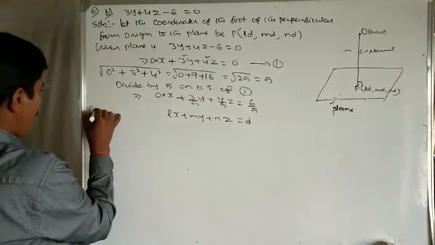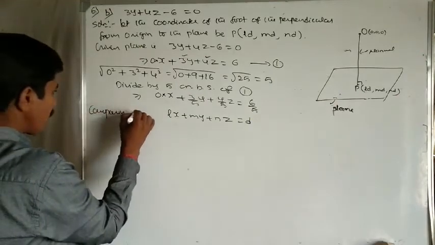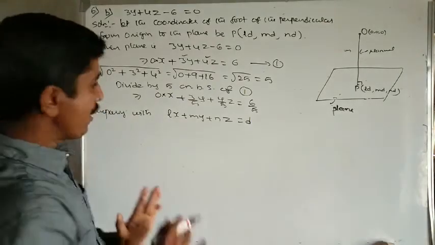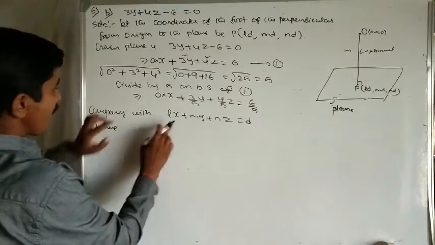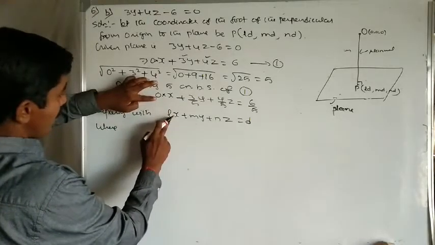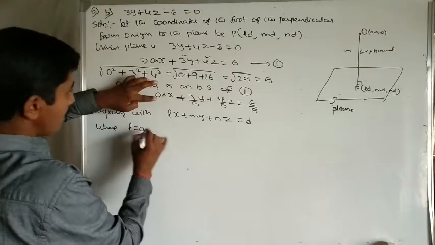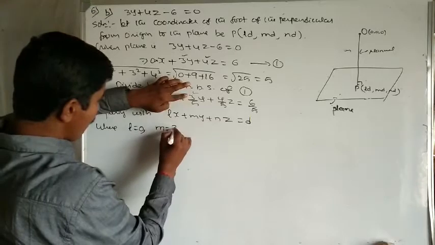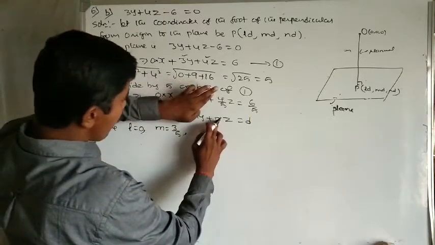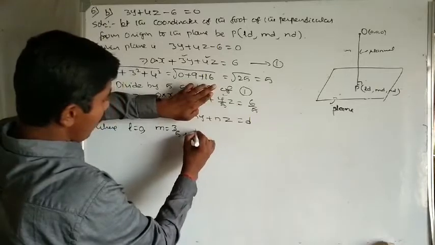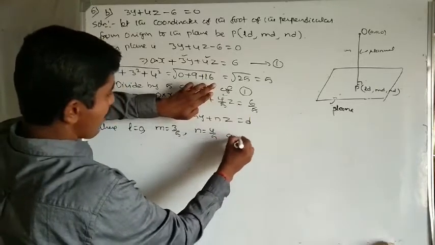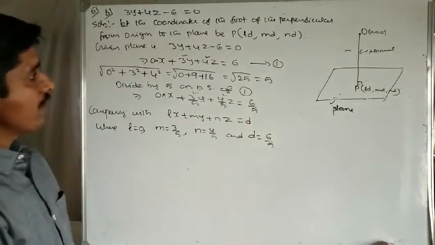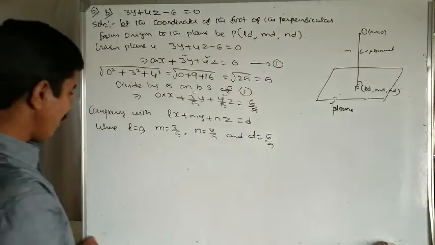Comparing with Lx plus My plus Nz is equal to D, where the x coefficient L is equal to 0. The y coefficient M is equal to 3 by 5. The z coefficient N is equal to 4 by 5. And the right side value D is equal to 6 by 5.